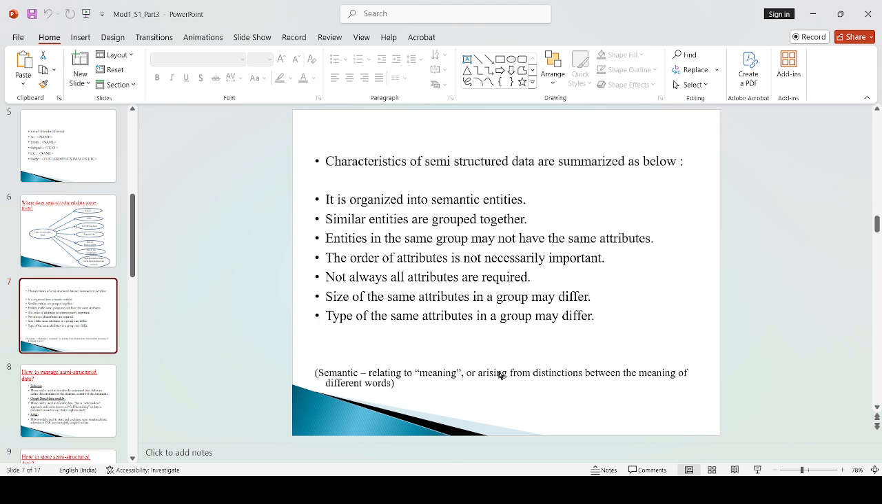And now let us discuss the characteristics of semi-structured data. First, it does not conform to a fixed data model. Second, it contains tags and elements that describe the organization of the data. Third, similar entities are grouped together, but the attributes within each group may vary. Unlike a structured database, all records do not need to have the same number of fields. Also, the metadata available is limited, so data management becomes more flexible but slightly more complex. Because of these characteristics, semi-structured data provides a balance between the rigid structure of a database and the flexibility of unstructured data.